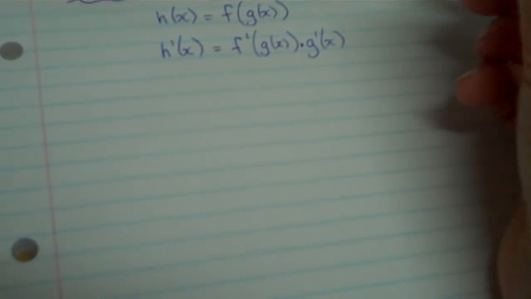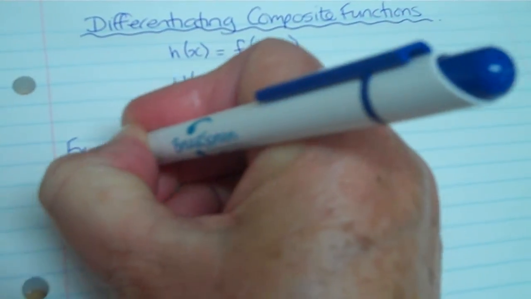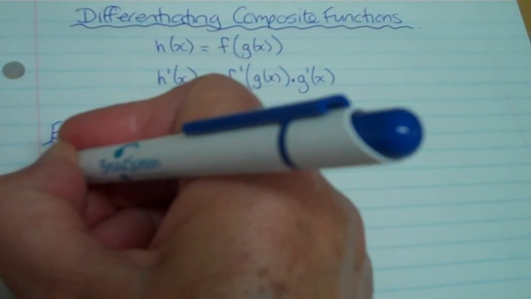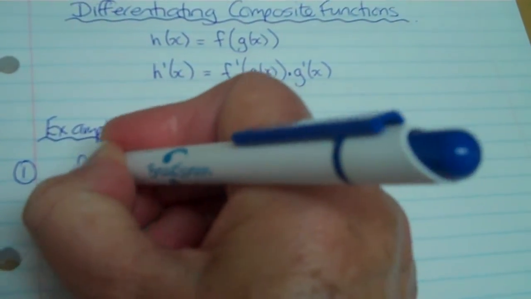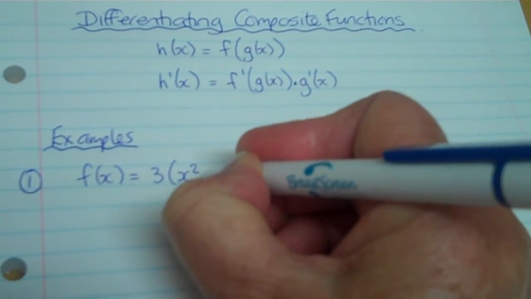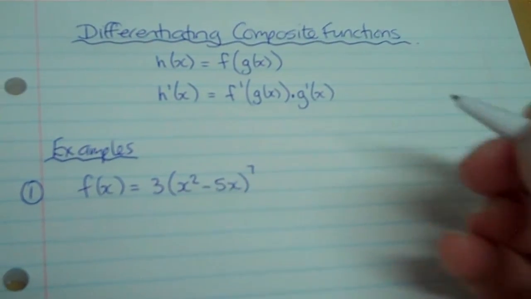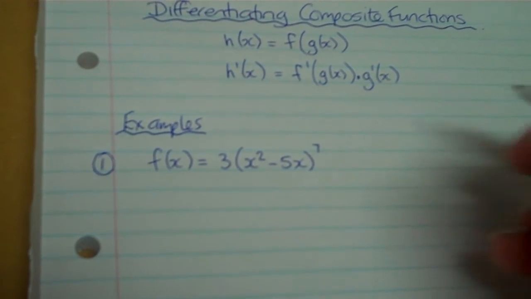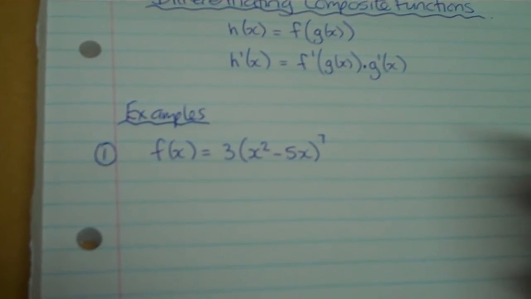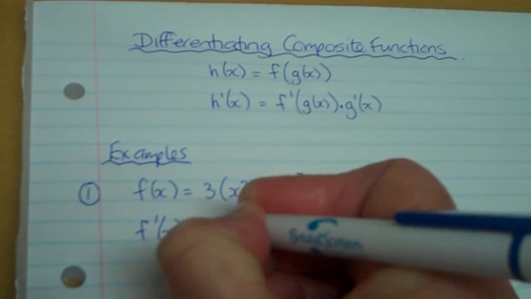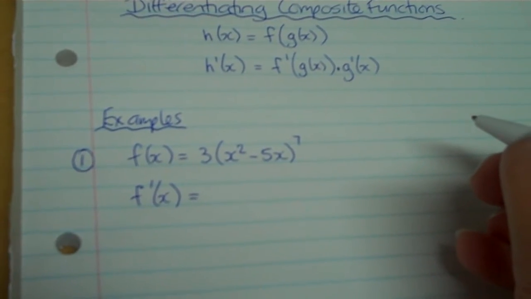Now I'll just do a couple of simple examples for you, highlighting some of the techniques and skills that you need to use in these examples. So if f of x is equal to 3x squared minus 5x all to the power of 7, to differentiate this, we don't want to have to expand out this bracket, so that's where our composite functions become very useful. So f dash of x, we need to identify the inside function and the outside function.